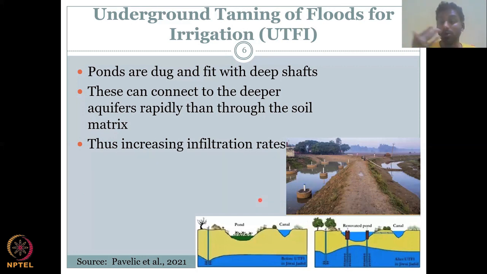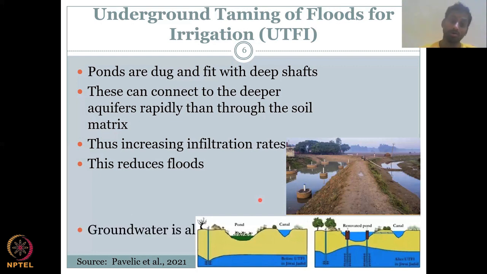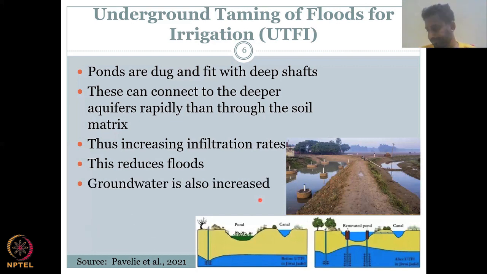To be honest, there is no percolation rate needed, because the infiltration just takes the water straight to the deep aquifers. You are bypassing the percolation path. This can reduce flood because you're quickly catching the flood water and putting it in, thereby reducing the flood peak. And more importantly, you're also recharging the groundwater.